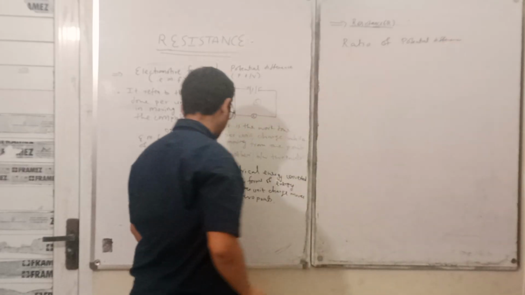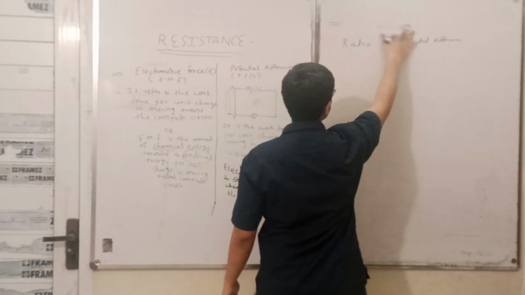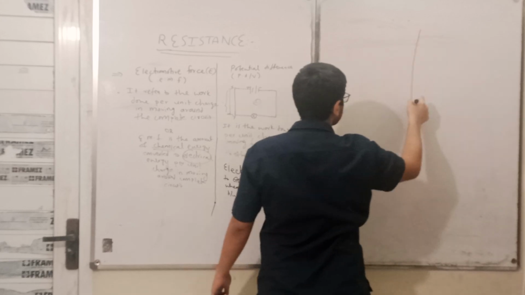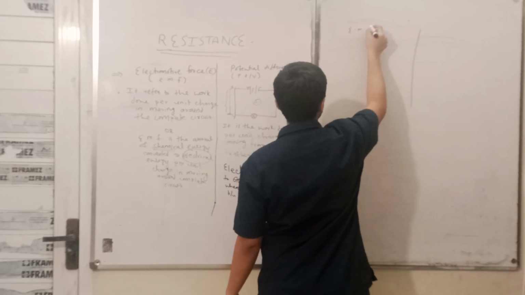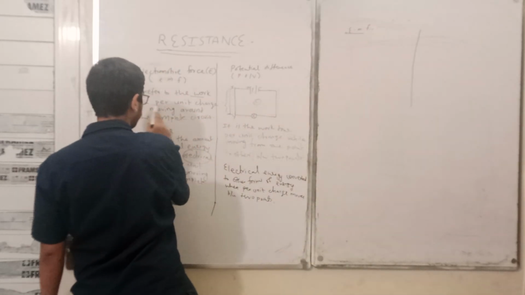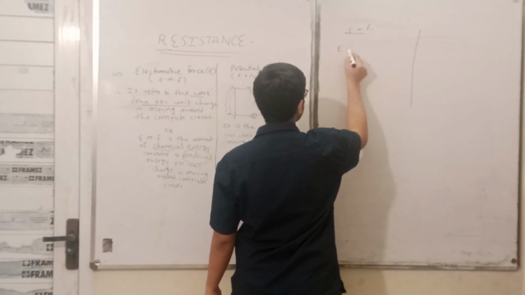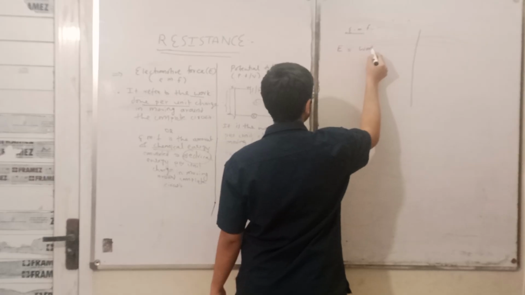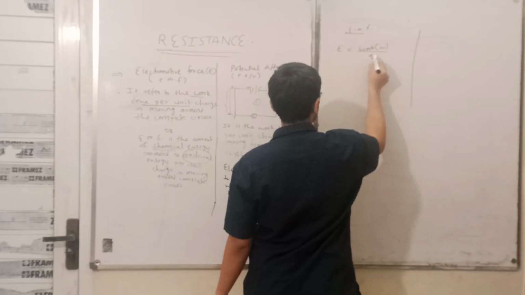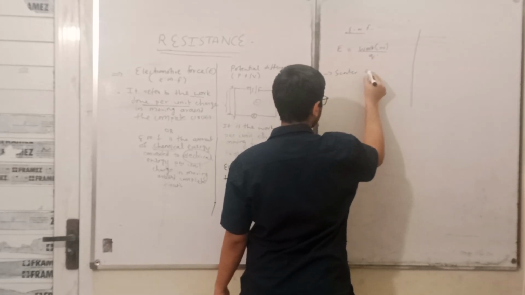Wait a second, I have forgot to mention the unit of these two quantities. After that, we will study resistance. The formula of electromotive force, you can derive it by the definition that work done per unit charge, that is electromotive force is equals to work upon per unit charge, that is Q. It's a scalar quantity since work done is also a scalar quantity.